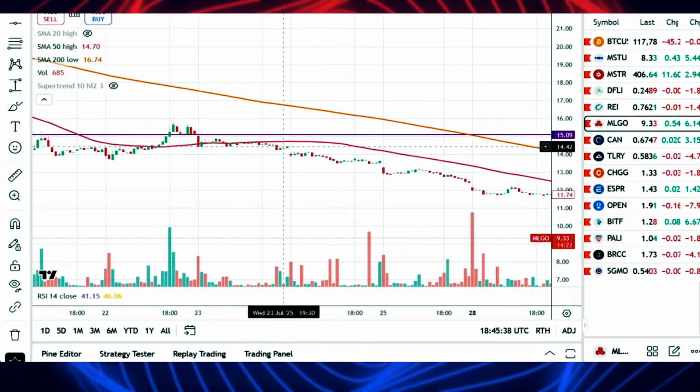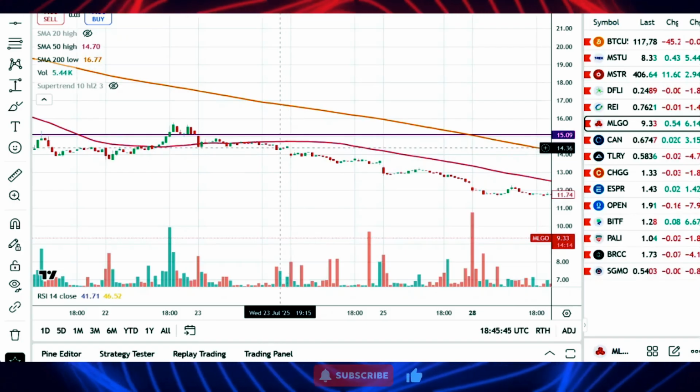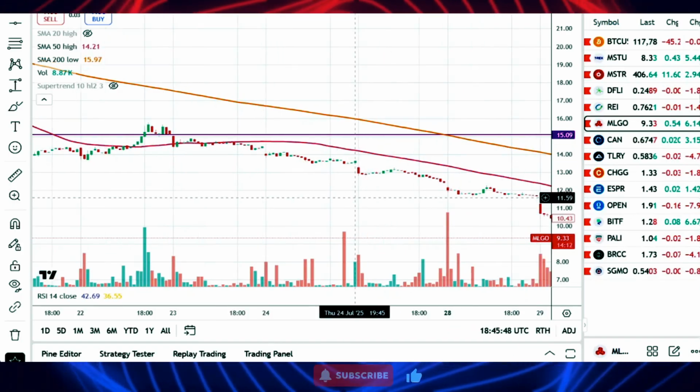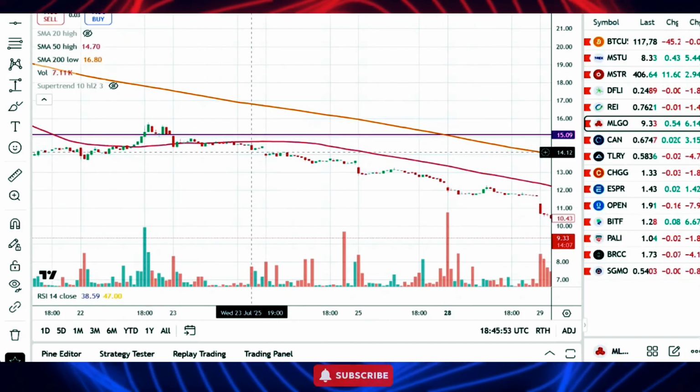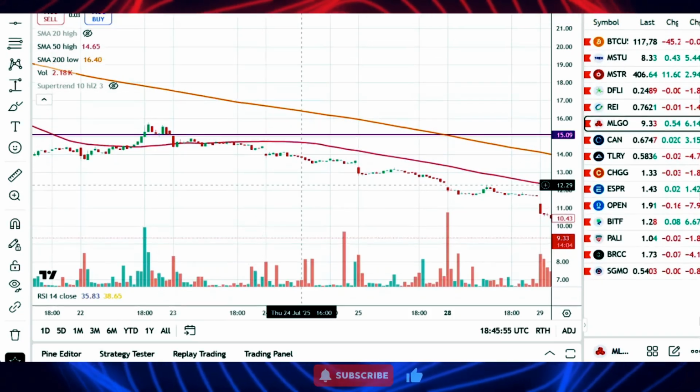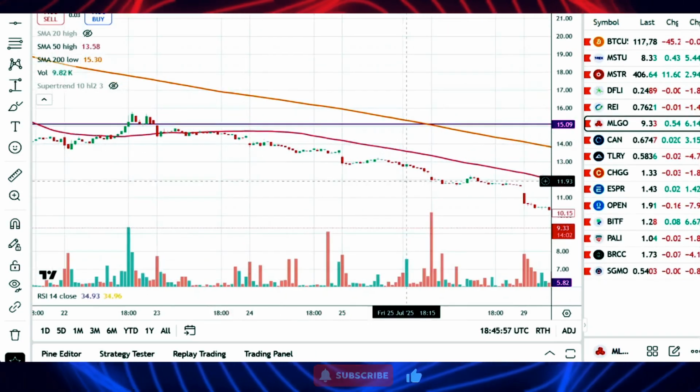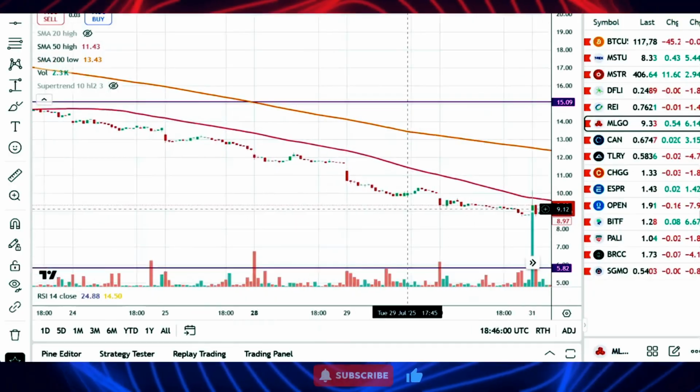So at this point, if you didn't get in, you still shouldn't get in, because it's on a clear downtrend. And maybe if you got in here, you could exit, even for a small loss. If you got in right here, exit for a small loss, because it was pretty clear that it's still on a downtrend. Look, it's on a downtrend.